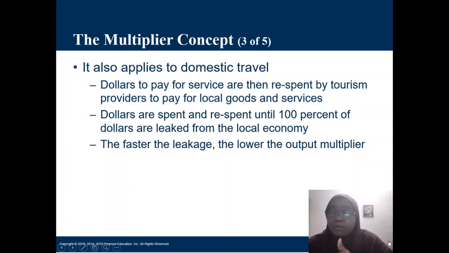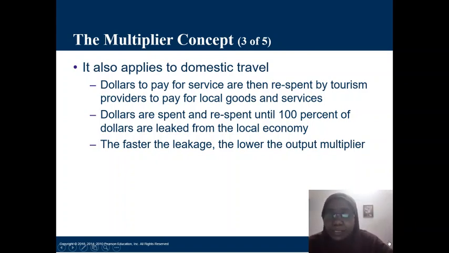We've talked about export in terms of sending goods outside or providing services to tourists. So the multiplier also applies to domestic travel. Dollars paid for services are then respent by tourism providers to pay for local goods and services. Of course, you've paid for the food and drink that you took in a particular destination restaurant, for example. The restaurant will also pay those that supply them the raw food before they cook.